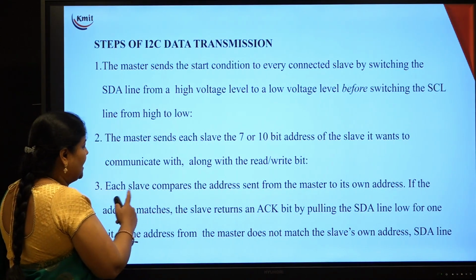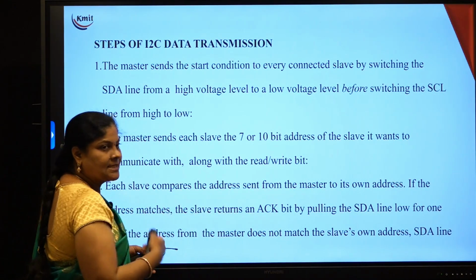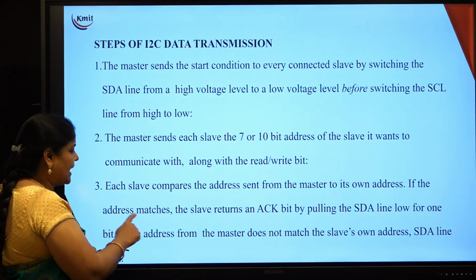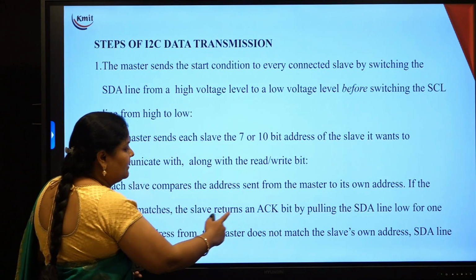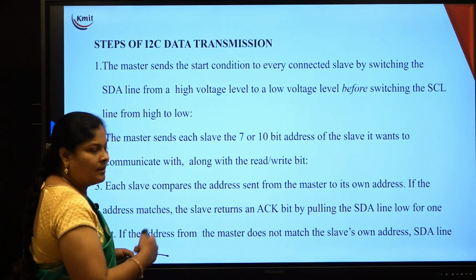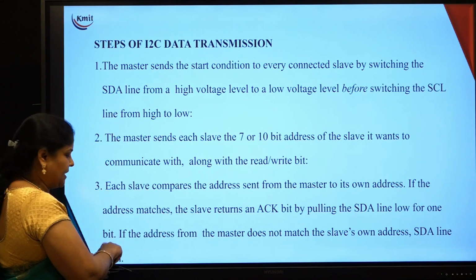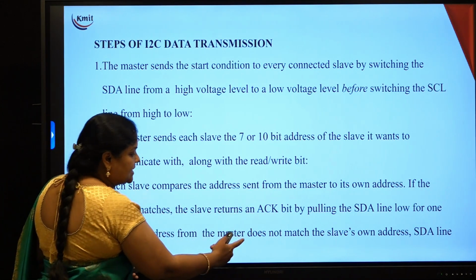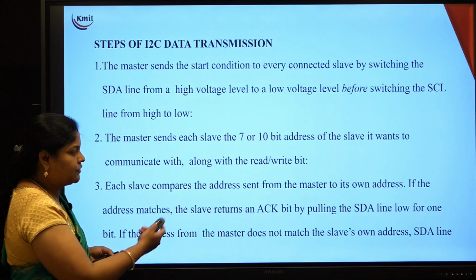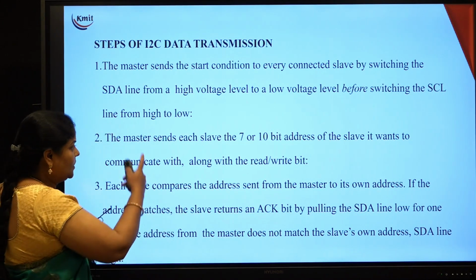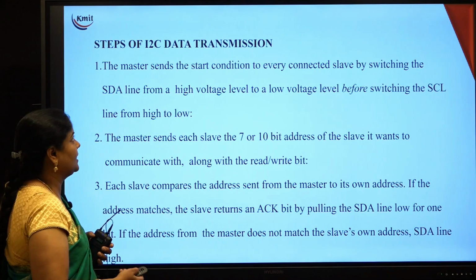Next step is each slave compares the address sent from the master with its own address. If the address matches, the slave returns an acknowledgement bit by pulling the SDA line low for 1 bit. If the address from the master does not match the slave's own address, then the SDA line stays high. So these steps are in general format.